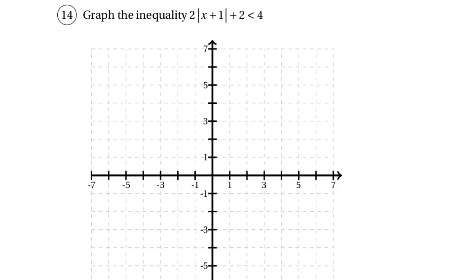Okay, so we're asked to graph this inequality, and I know that because there's an absolute value, absolute values are going to make a V-type shape. Now, what we have to remember is that this positive 1 right here is causing one type of transformation. This positive 2 or add 2 is causing a different type of transformation. And then we also have this 2 in front.